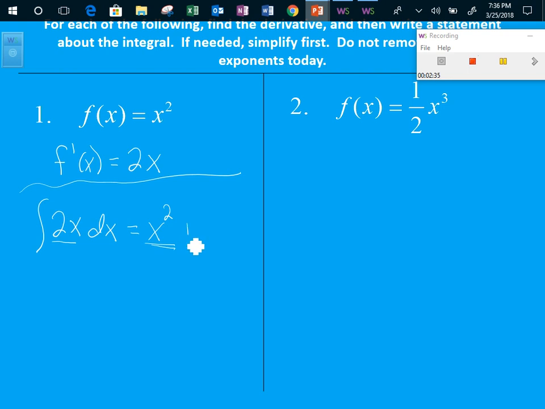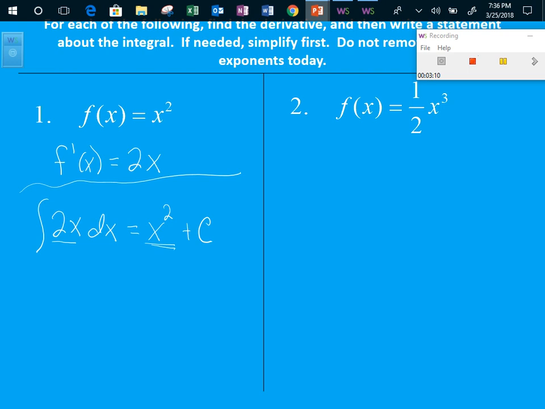But let me do this to you. What if I take the derivative of x squared plus 1? This would be 2x. The derivative of 1 would be 0. So the derivative of x squared plus 1 is also 2x. What if I did x squared plus 10? Its derivative is still 2x. How about x squared plus 100? Well, its derivative is still 2x. Notice I could put any constant here and get a true statement. Well, to take care of that, we put plus c at the end of all of our answers. The c represents any constant.